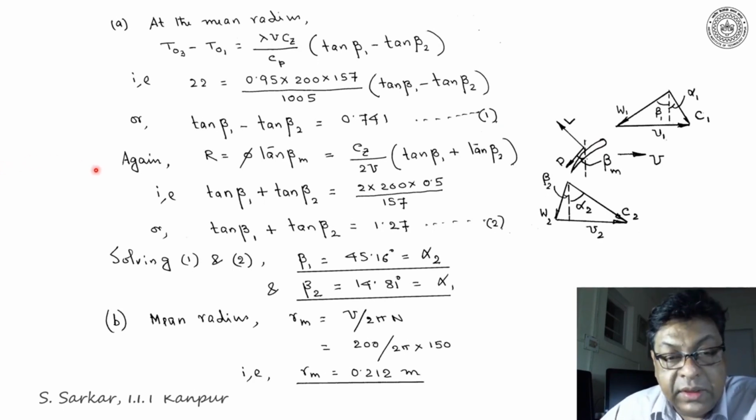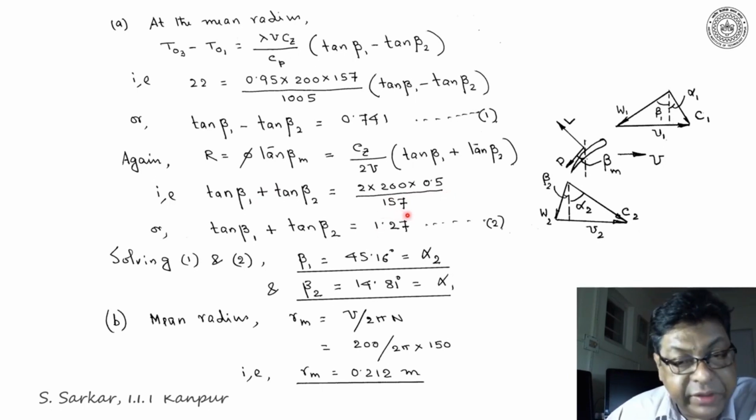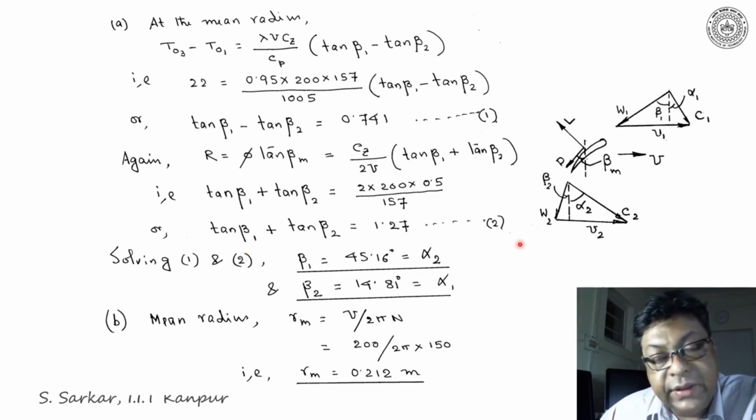Again, I know degree of reaction R is equal to phi into tan beta m, that is equal to Cz divided by twice u into tan beta 1 plus tan beta 2. I know the value of Cz, I know the value of u. Tan beta 1 plus tan beta 2 is equal to twice into 200 into 0.5, degree of reaction is 0.5, divided by 157. Thus, I got another relation, tan beta 1 plus tan beta 2 is equal to 1.27, and that equation is denoted as equation number 2.